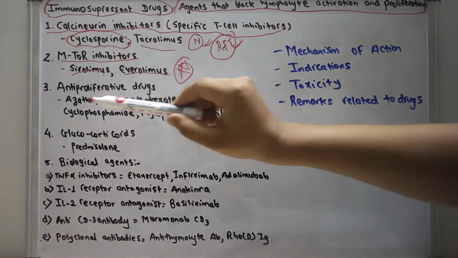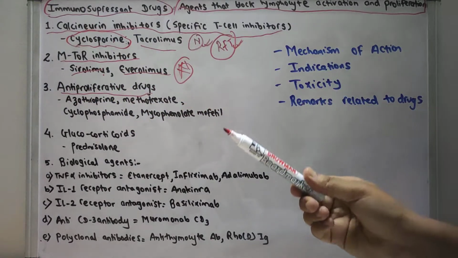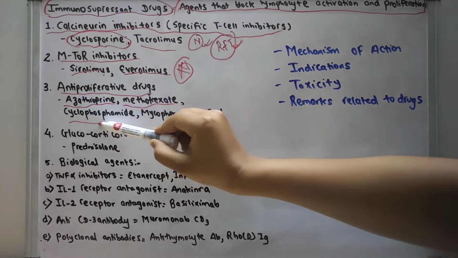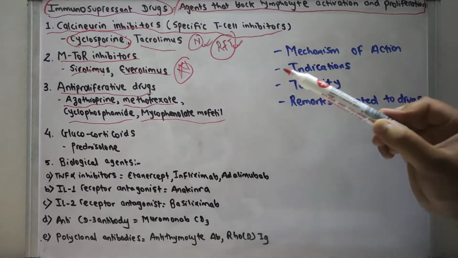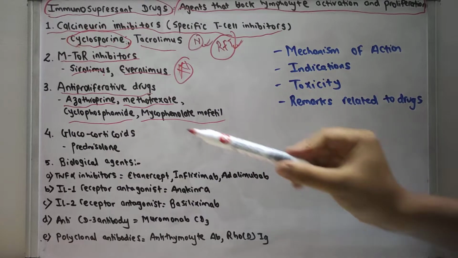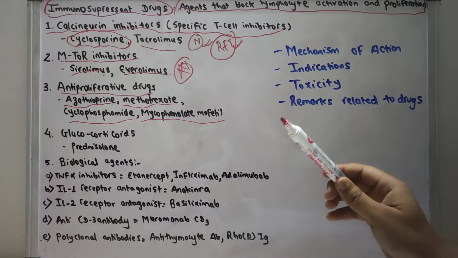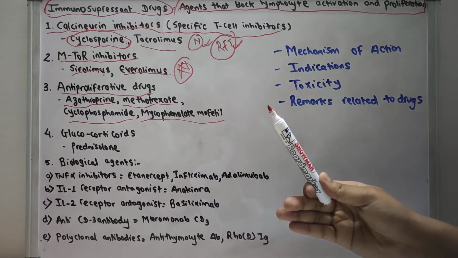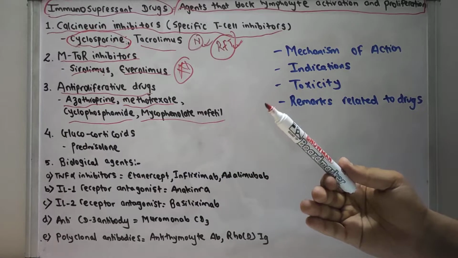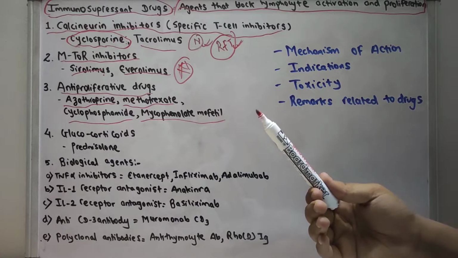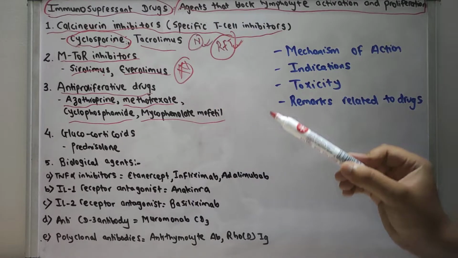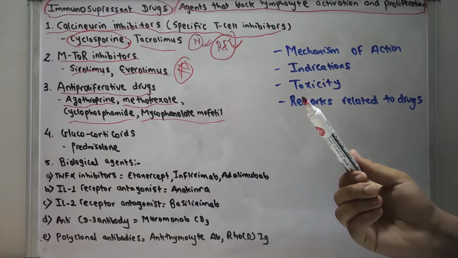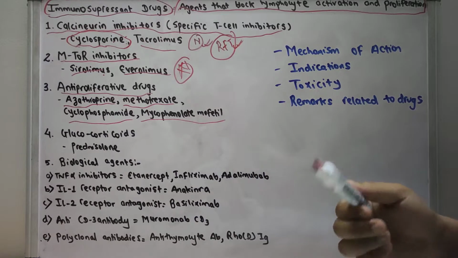Now let us discuss the antiproliferative drugs. The antiproliferative drugs are azathioprine, methotrexate, cyclophosphamide, and mycophenolate mofetil. First of all, let us talk about azathioprine. Azathioprine is the antimetabolite precursor of 6-mercaptopurine. It inhibits lymphocyte proliferation by blocking nucleotide synthesis. The main indications of azathioprine are rheumatoid arthritis, Crohn's disease, glomerulonephritis, and other autoimmune conditions.